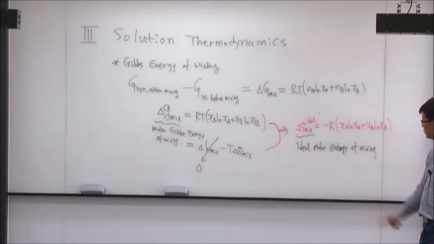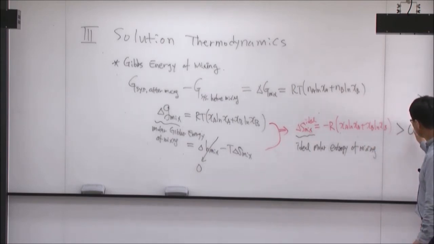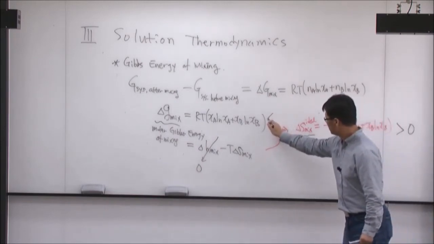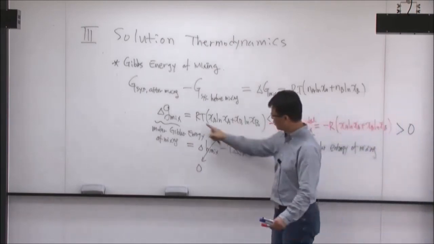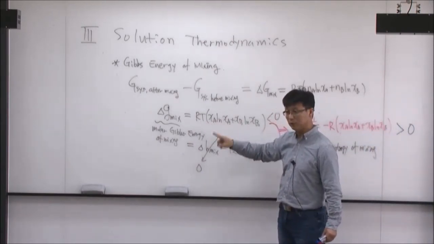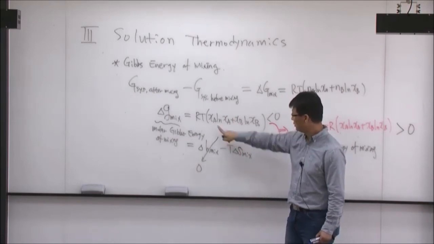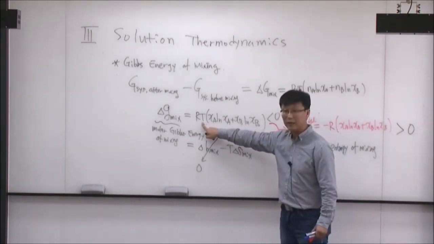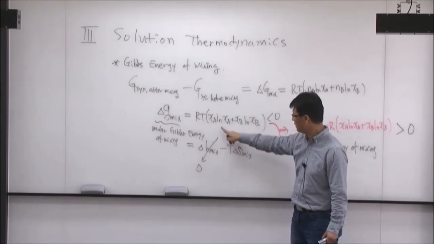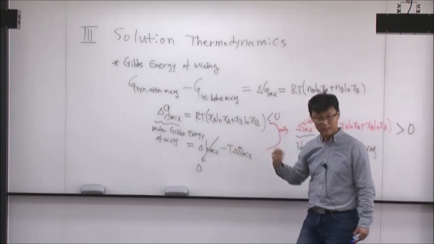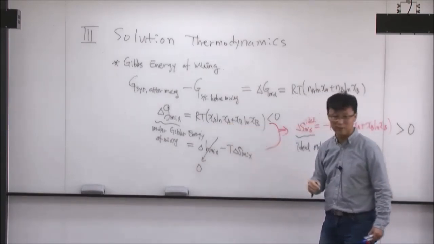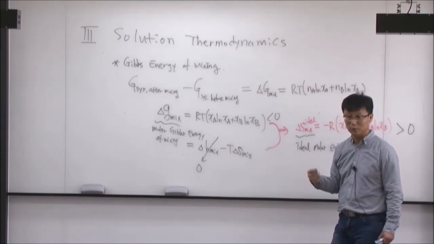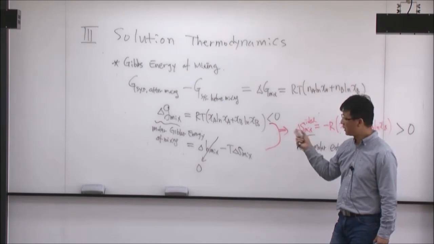Okay? So this is positive and this is negative. Can you get it? This is negative because XA is from 0 to 1, XB is also 0 to 1. So this term is positive, this term is positive, and T should be positive. So all positive terms, but ln XA, XA is less than 1, so this is a negative term, this is a negative term. So in total, delta G of mixing should always be negative.